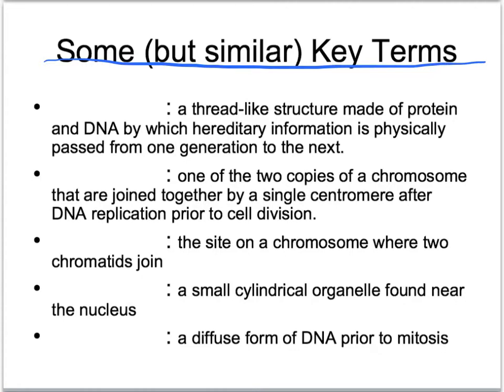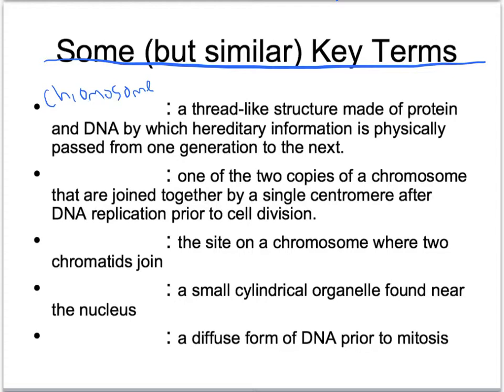Okay, some similar key terms that you need to be aware of before we start looking at mitosis. There are 5 of them I just want to draw your attention to. The chromosome. First one. That's that thread-like structure made of protein and DNA, and that's what contains the hereditary material that gets passed on from one generation to the next.